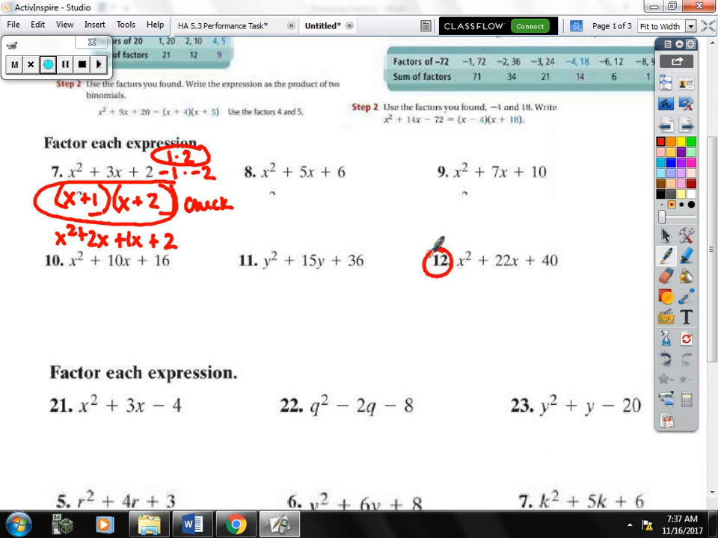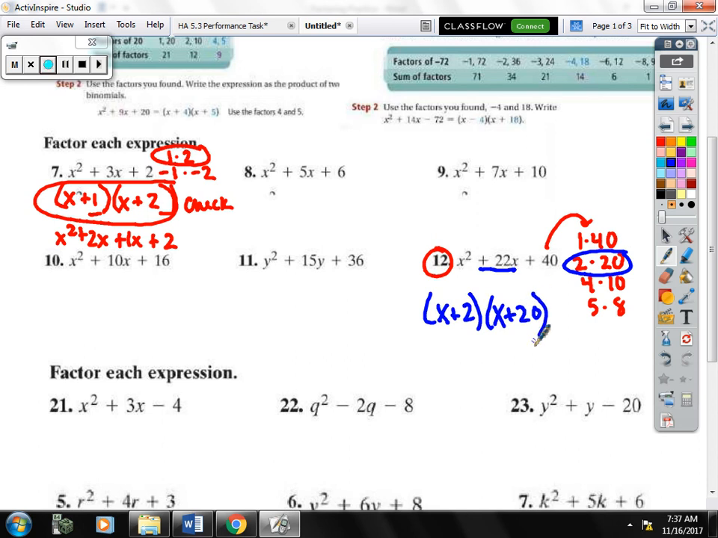Let's take a look at this one. So our factors of 40 could be 1 and 40, 2 and 20, 4 and 10, or 5 and 8. Okay, these are numbers that multiply to get me 40, because the last terms always multiply to get you your constant term. Which of those would sum to get me my middle term? Well, 2 and 20. So we factor this down into x plus 2, x plus 20. Again, always check by foiling if you're not sure of the answer.